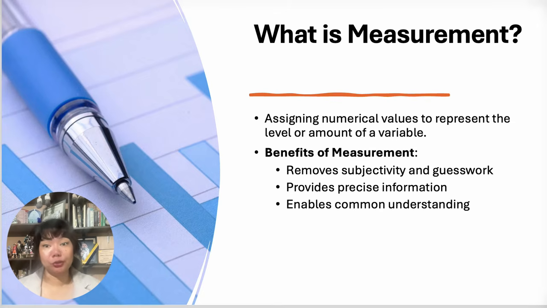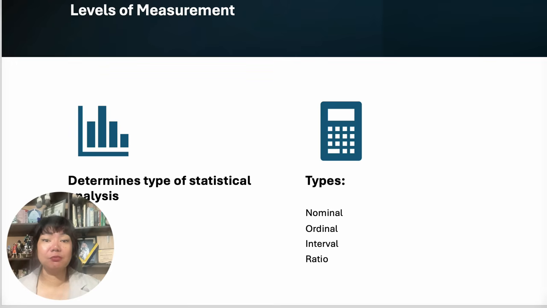Example, sa blood pressure, let's say is 140 over 90. So, not just high. You can just say it's high, but we give exact numbers. Okay, 140 over 90. So, also, sa measurement enables common understanding. So, everyone in the research field, like clinic or industry, can interpret the data in the same way because the measurement is standardized. Okay? Now for the levels of measurement.